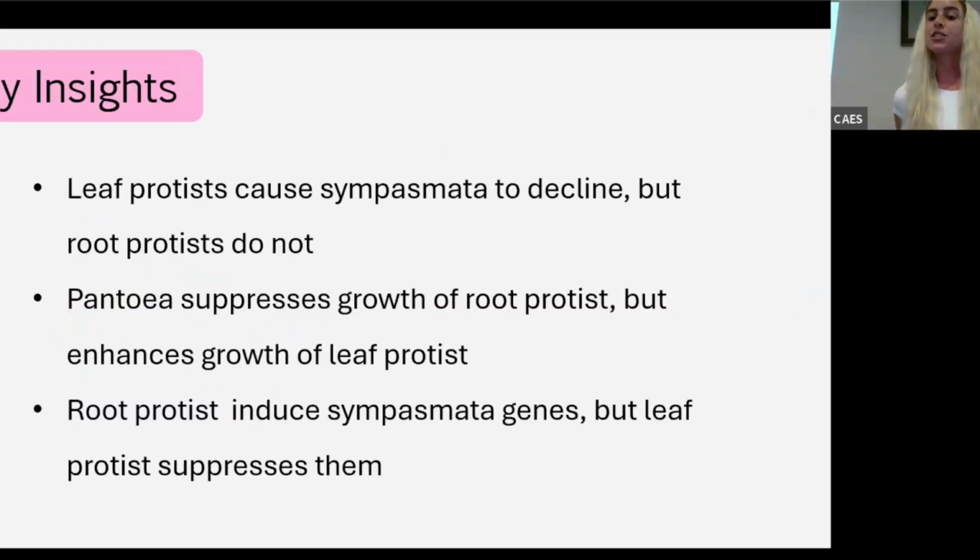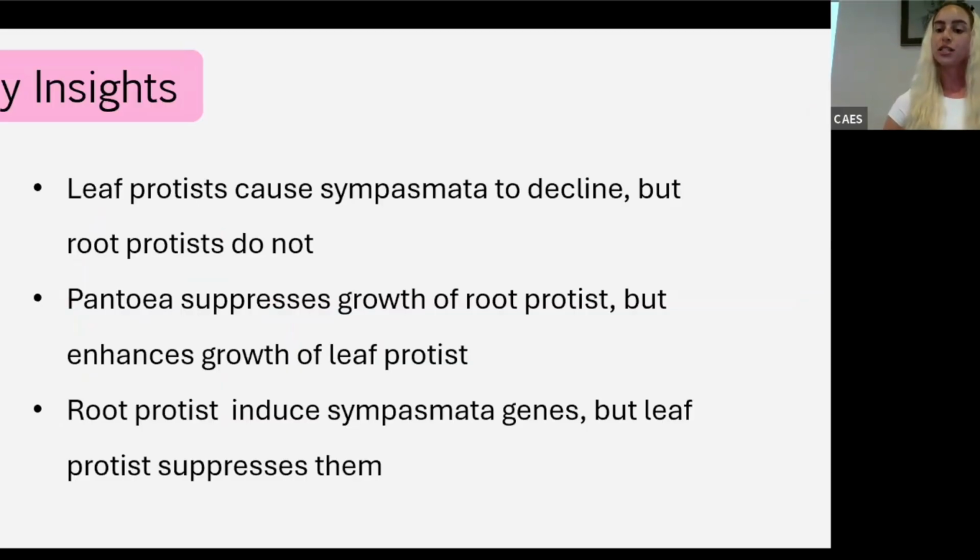The key insights from my experiments were that leaf protists cause symplasmata to decline, but root protists do not. Pantoea suppressed the growth of root protists, but enhanced the growth of leaf protists, and root protists induce symplasmata genes, but leaf protists suppress them.